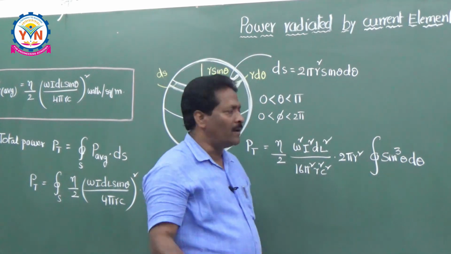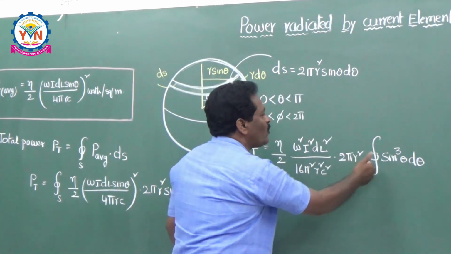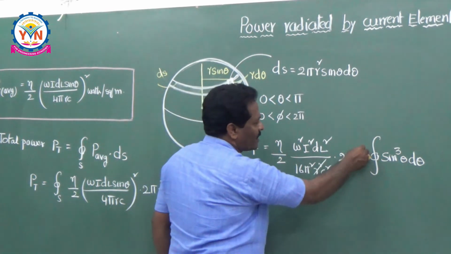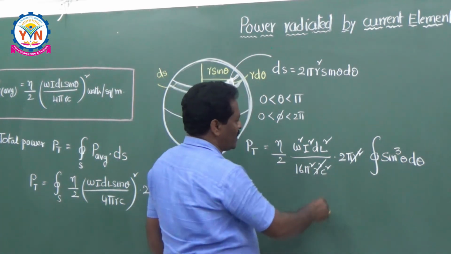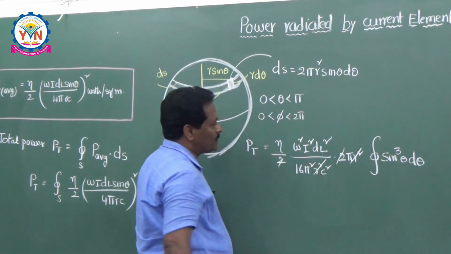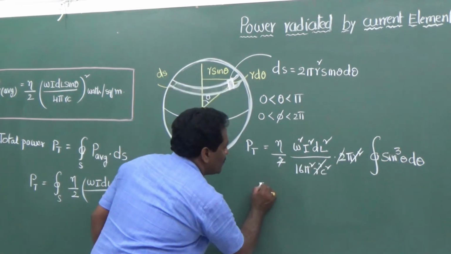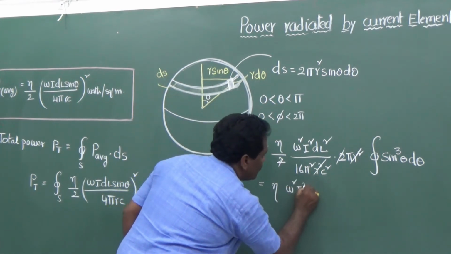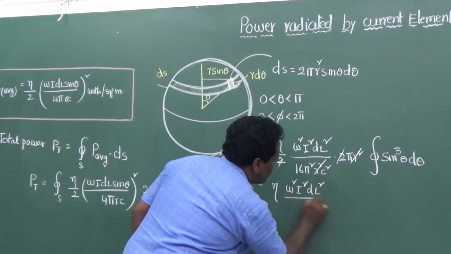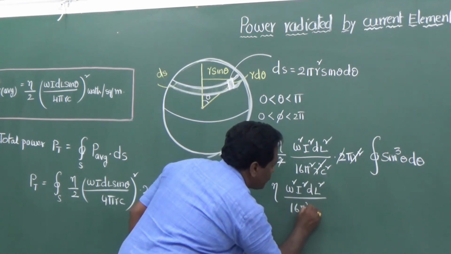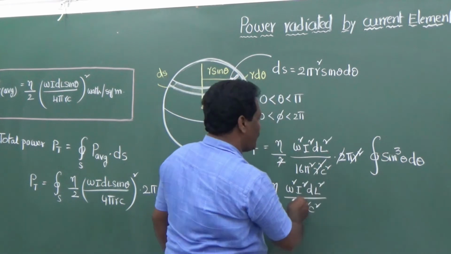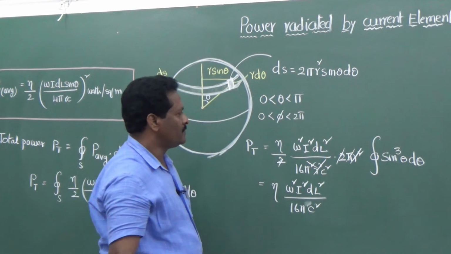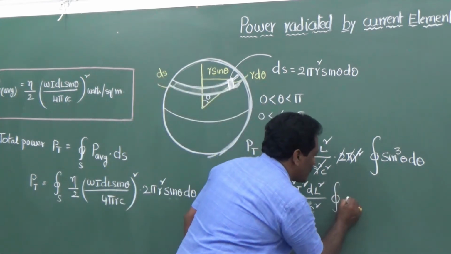Now, it is very simple. You have to evaluate this one. Before evaluating, you can simplify this. r square and r square will be cancelled. Then 2 and 2 will be cancelled. And now this is equal to eta omega square I square dl square divided by 16 pi square c square, and pi with pi square, one pi will also be cancelled. So 16 pi c square into the integral of sin cube theta d theta.